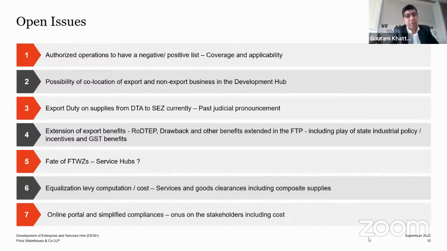If there is a negative or a positive list, what it means is that, and we've seen today, a lot of incentives for SEZ are provided when goods or services are used for authorized operations. So what would this entail? How would it impact the tax benefits? And therefore, what operations can be done in a processing or a non-processing area? All that discussion would need to be undertaken. So this is a concept which is new. Does it date back to the negative service tax regime? We will have to wait and watch, but this is something which the proposal is to introduce.